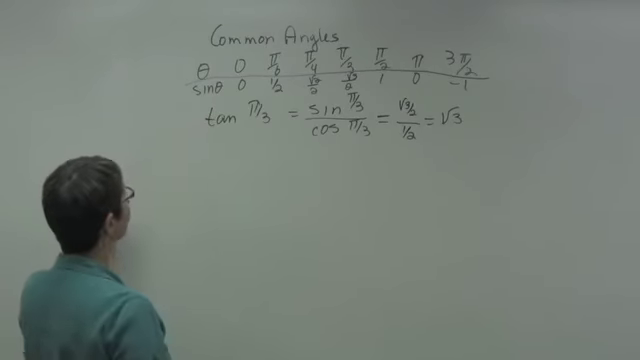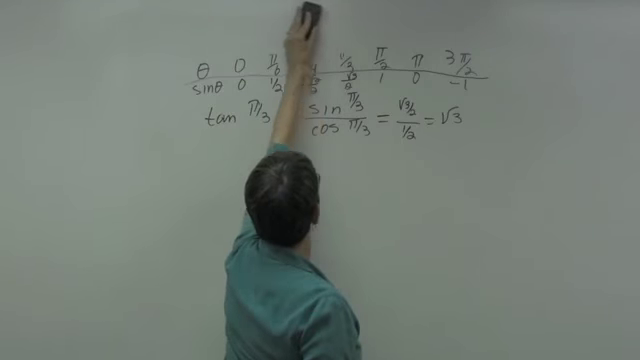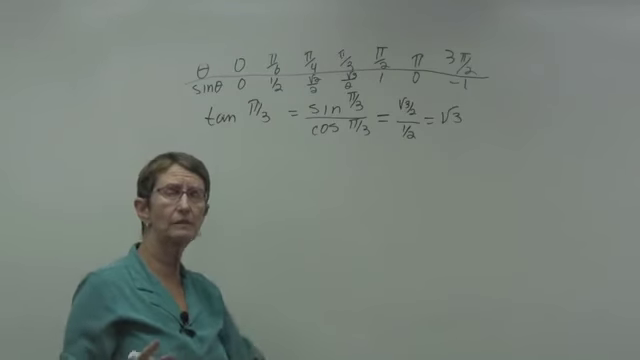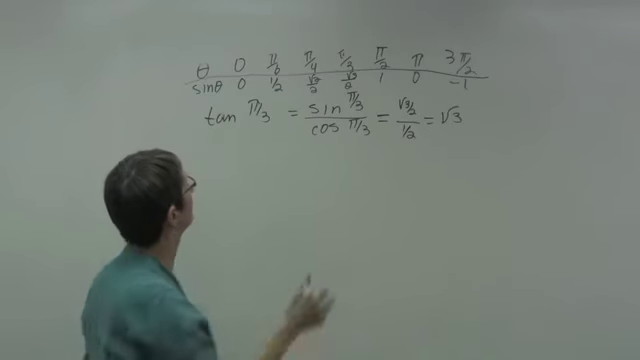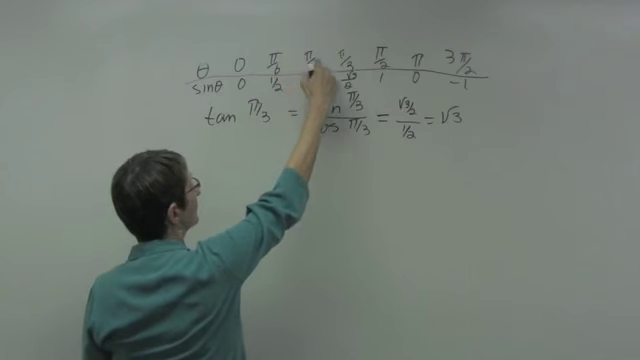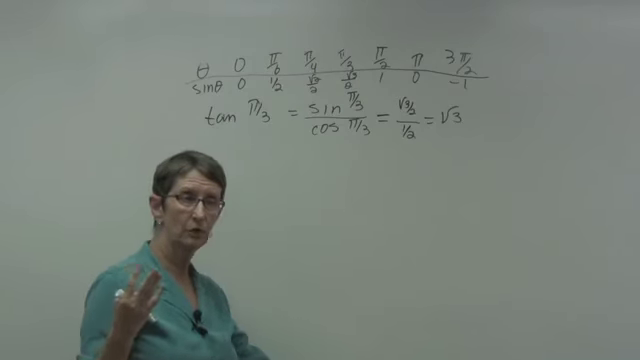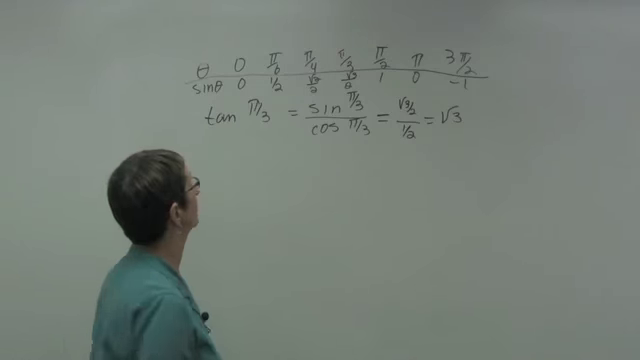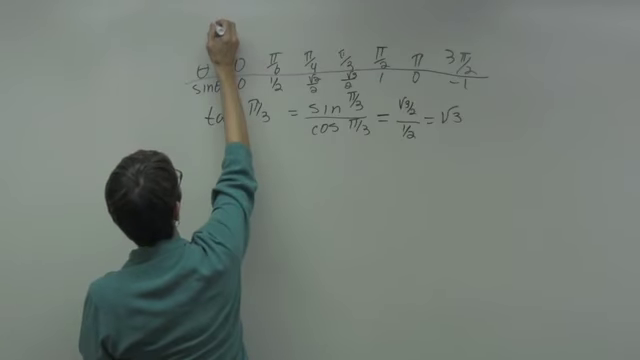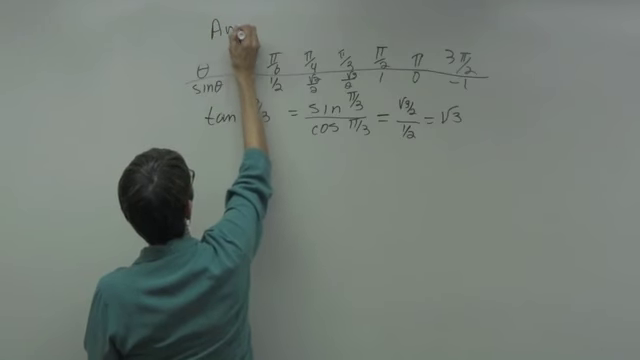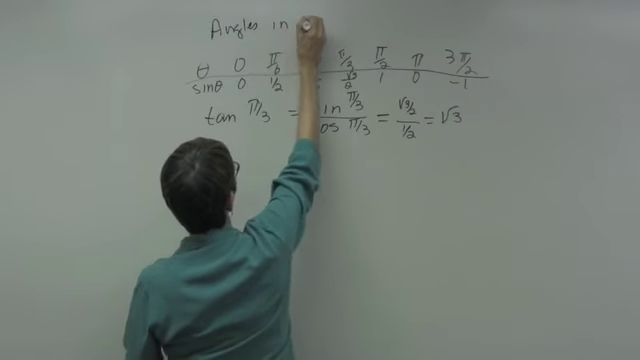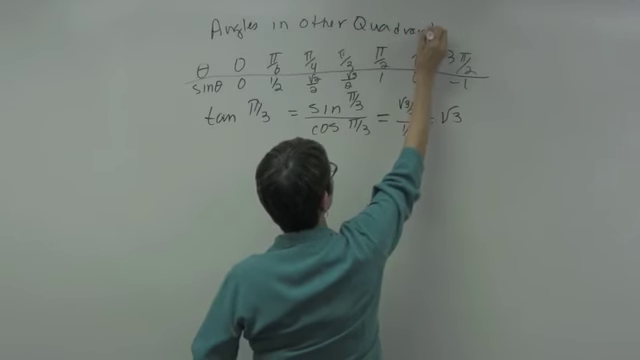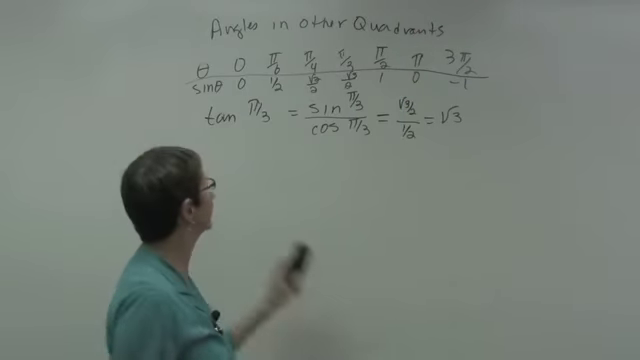Now I mentioned that we've got these common angles, but they don't just count for everything. We also need angles in other quadrants. But if we think in terms of the pi's, the radian measure, instead of degree measure, it's easy to figure out where we are in the different quadrants. So let's look at angles in other quadrants. And first I want to talk about just the signs, the plus and minus signs.